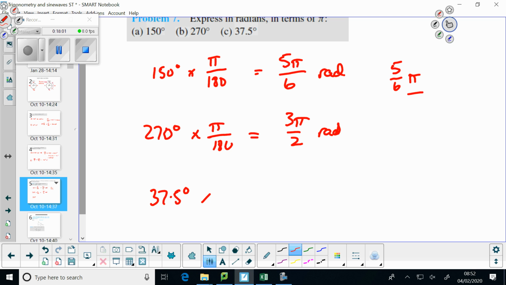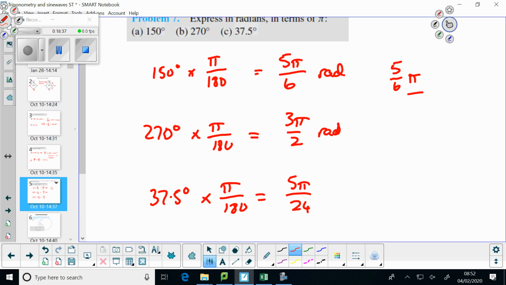So you would do times pi over 180. That comes out to 5 pi over 24. And like I said, particularly if you're using them in follow-on calculations, don't evaluate pi. You may have to evaluate it at the end with your final answer, but in the intermediate calculations, if you can, leave it at pi. All right, everybody happy with that?